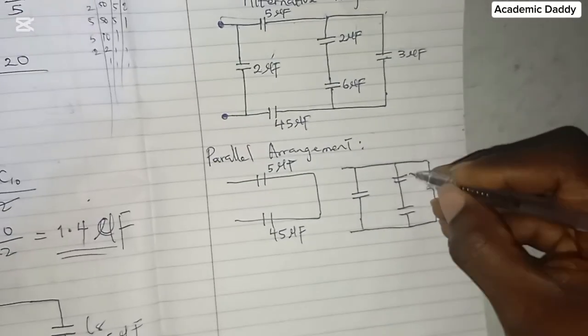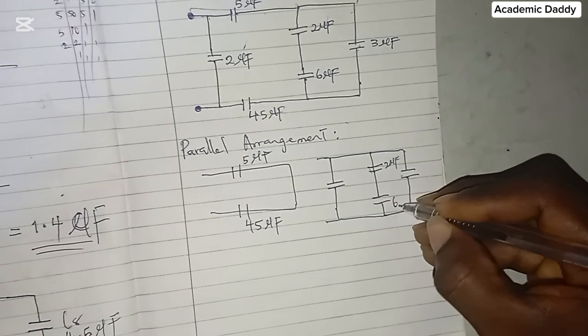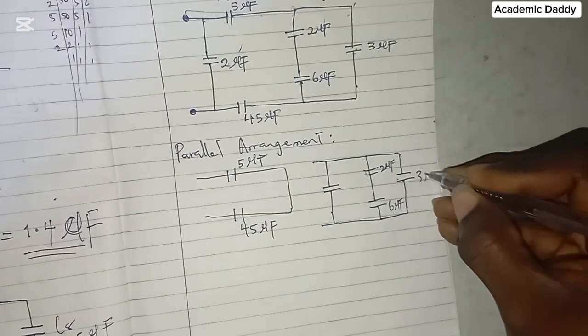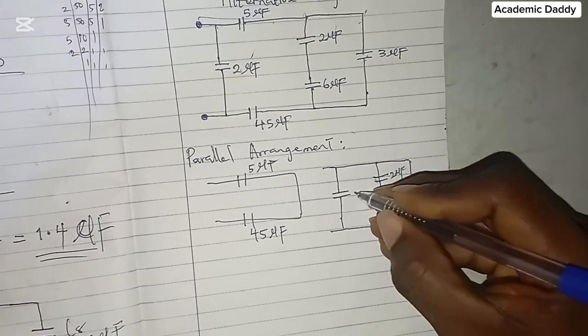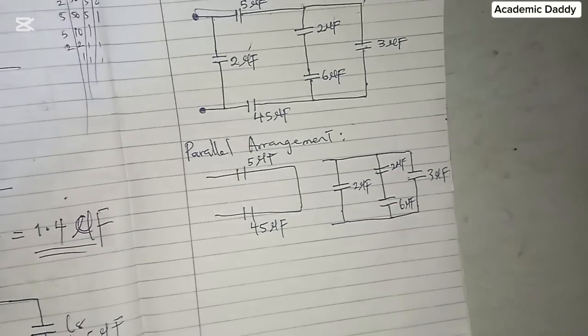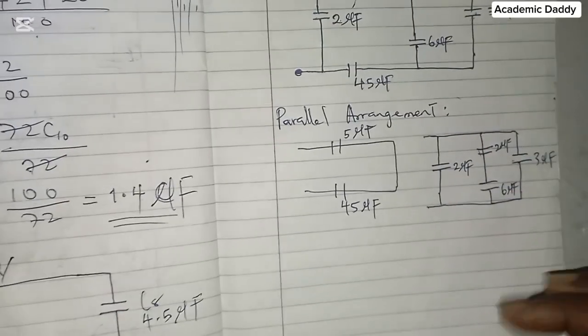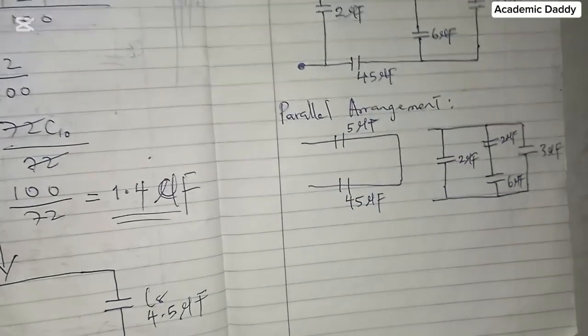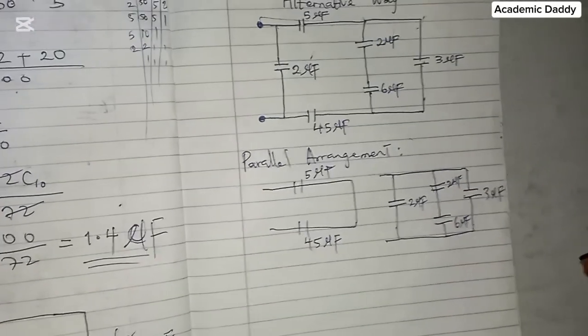So you can see that 2 microfarad, 6 microfarad, 3 microfarad, and 2 microfarad. You can see that these are in parallel. So everything here, they are in parallel. Everything here, they are in parallel. This will be a better way to arrange it.